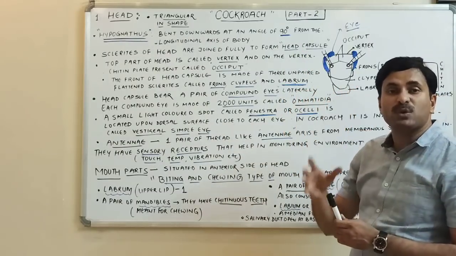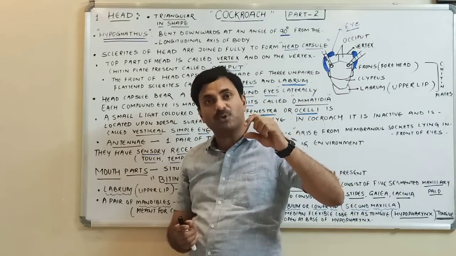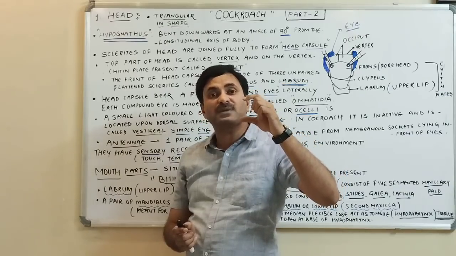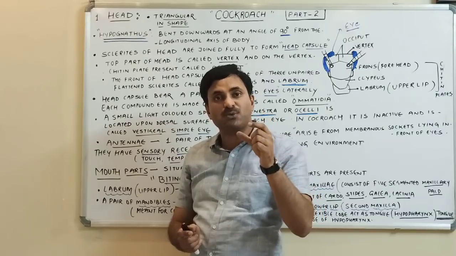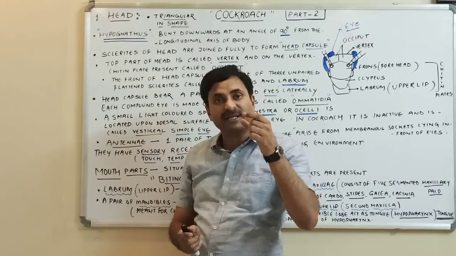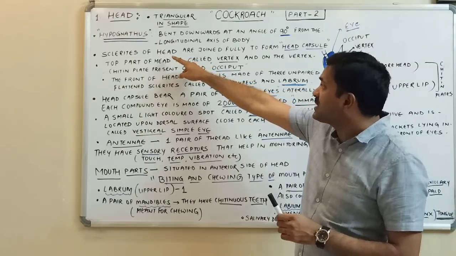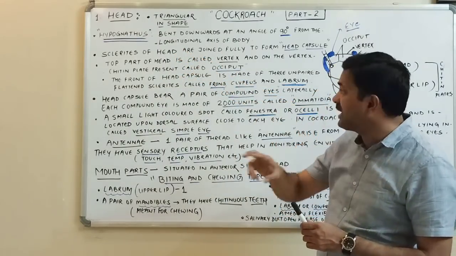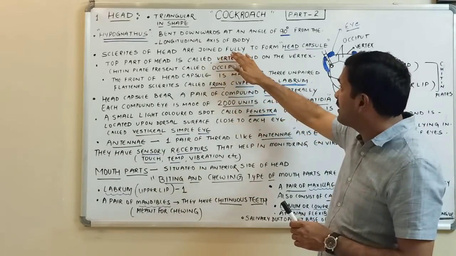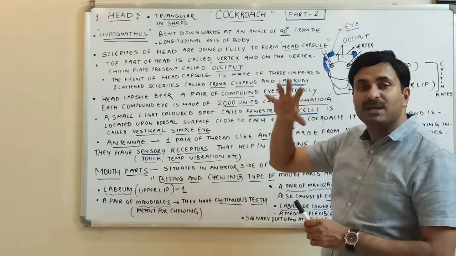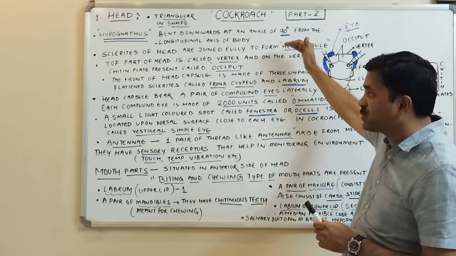Now this head capsule is very important. As you know, in the embryonic or young stages of the cockroach, the head was made up of 6 segments. But later on in the adult cockroach, these 6 segments fuse together and it is treated as a head capsule. That is, now it has only 1 segment. All the sclerites of the head are joined fully to form the head capsule. After fusion of the sclerites, the head is called a head capsule.